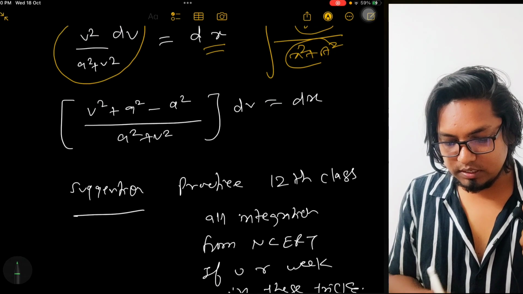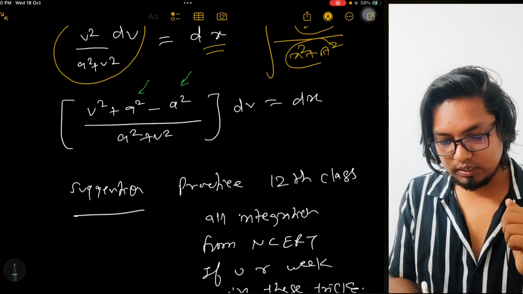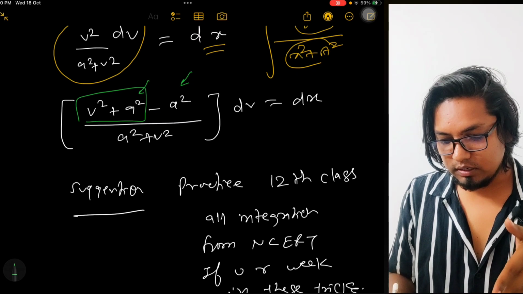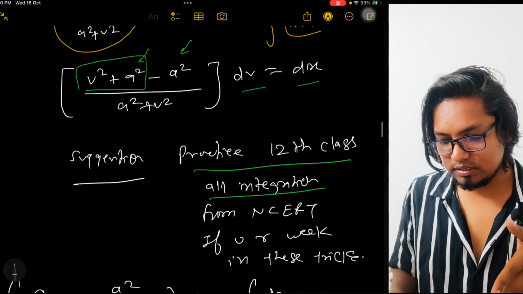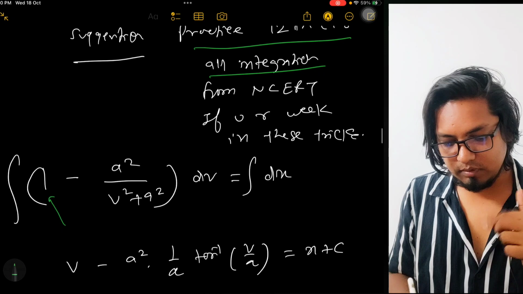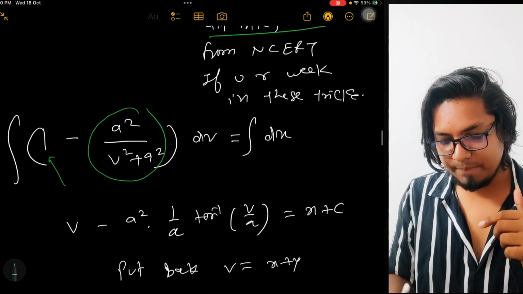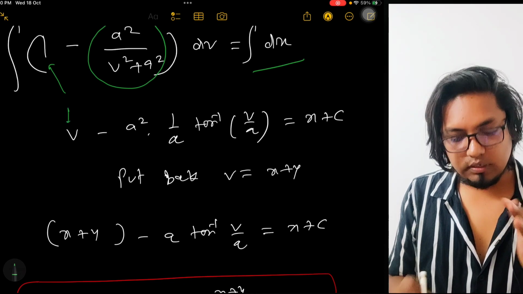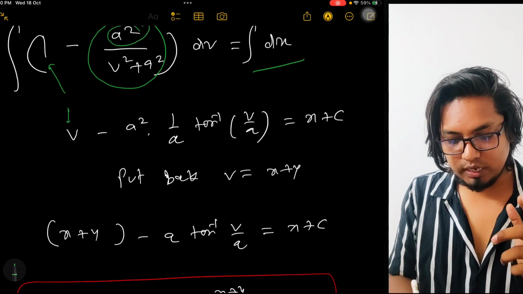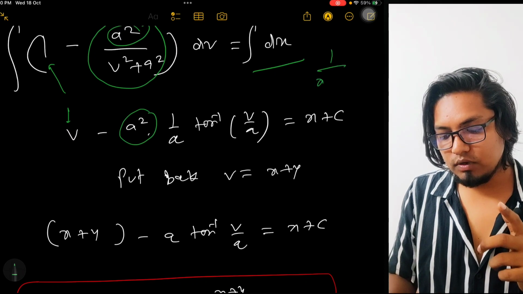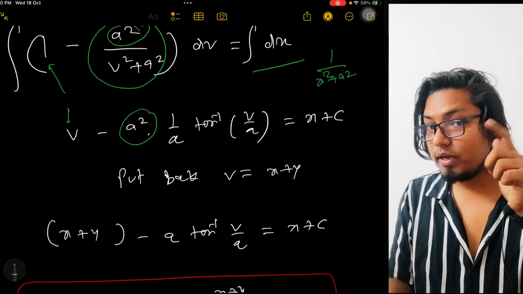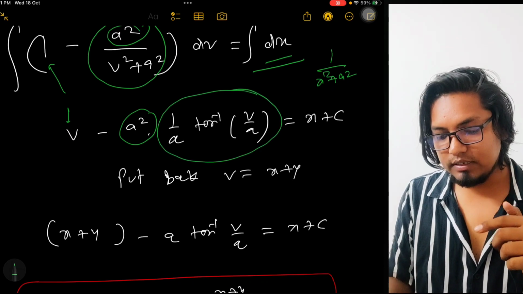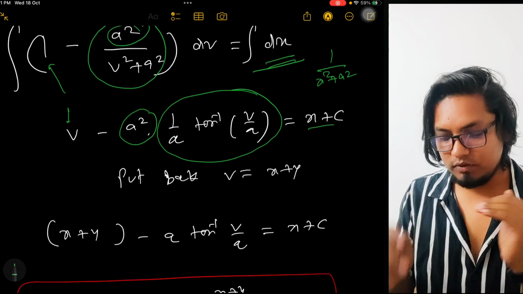Now you can see here I have added a square and subtracted a square. Then this v square plus a square I will split from here. So dv and dx. Here I have written that practice 12th class NCERT. So split, one will come, and then divide here, a square by v square will come and dv. Now you can integrate this. Now when you integrate, one will become v, simple, and this a square I am writing as a square, and you remember the integration of 1 by x square plus a square is 1 by a tan inverse x by a. So according to that, 1 by a tan inverse v by a will come, and this side you have simply x, and plus c constant I am adding from my side.